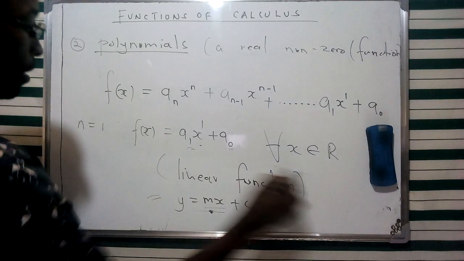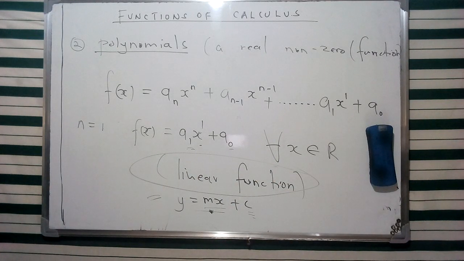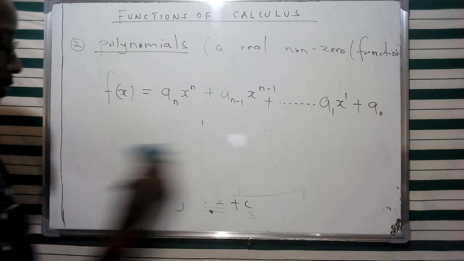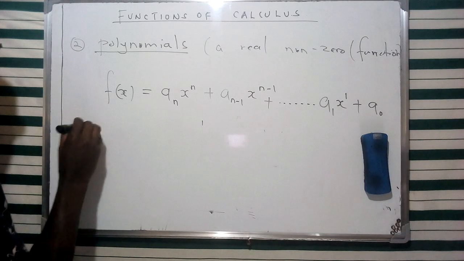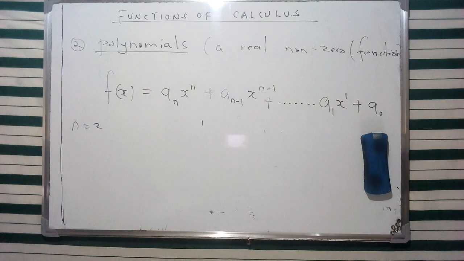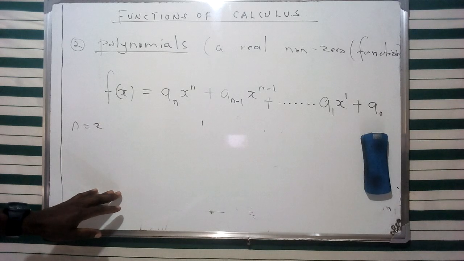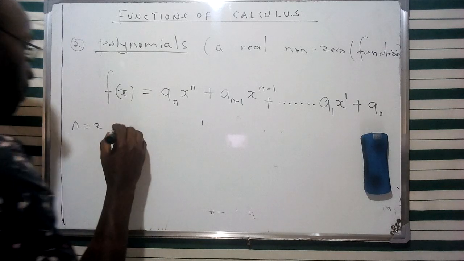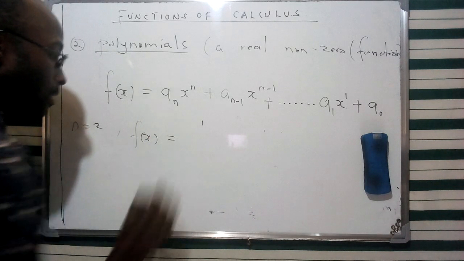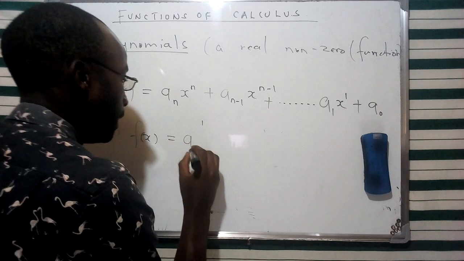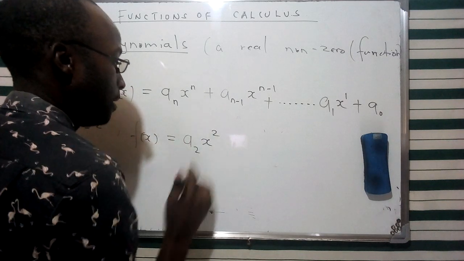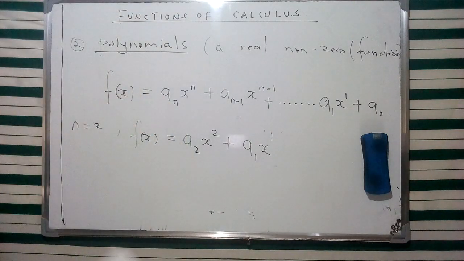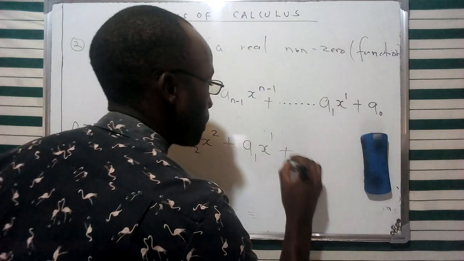So these general types of polynomials are going to be given the term a linear function. We're also going to look at the second set of functions, whereby n is equivalent to 2. This particular function for n equal to 2 is going to be given by the general expression f(x) = a2 x squared, so this term n is equivalent to 2, plus a1 x, and then plus a0.